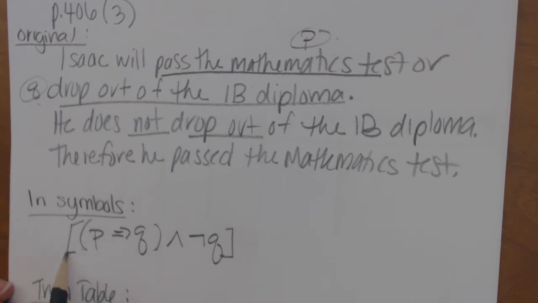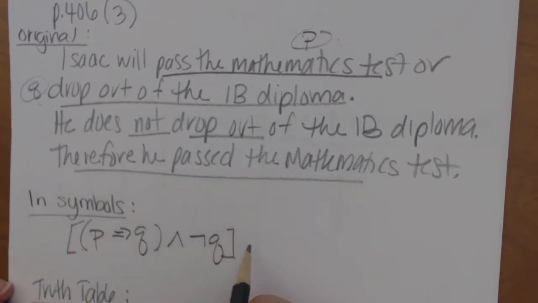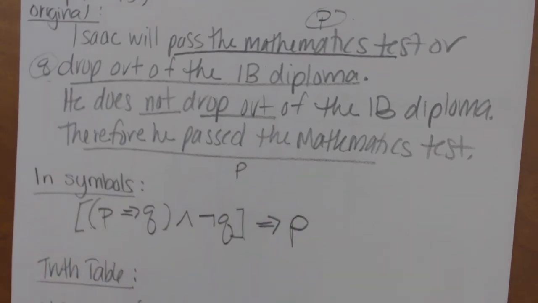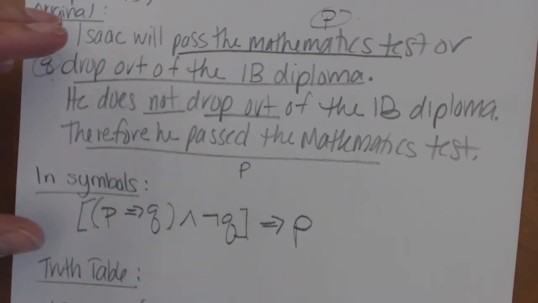So this was the first sentence. That was the second sentence. Now we're on the third sentence. Therefore, your "therefore" is an implication, so we're going to do that double arrow. Therefore, he passed. He passing is P, and so those are the symbols. This complex statement does take time writing in symbols.